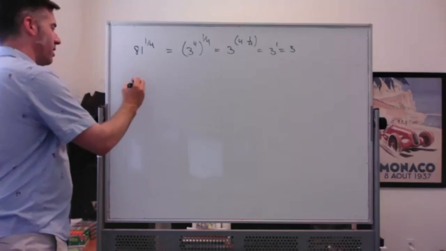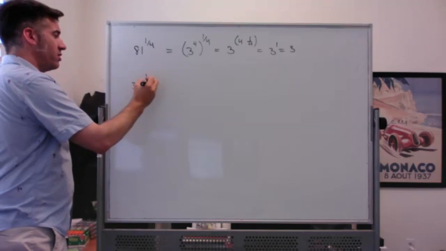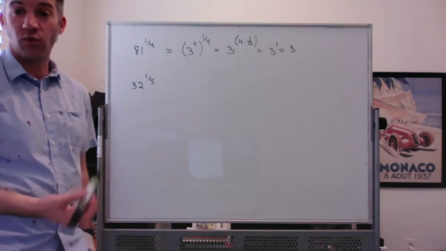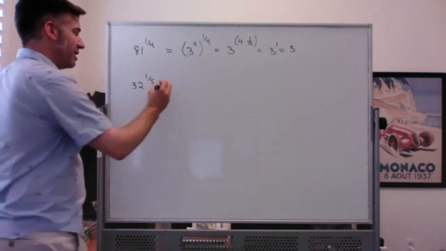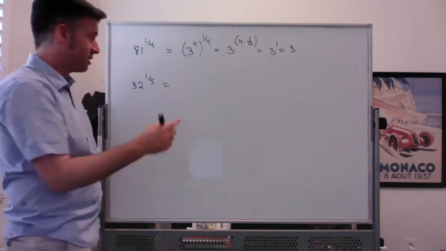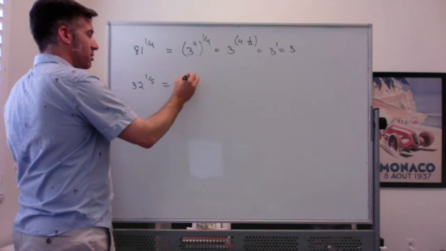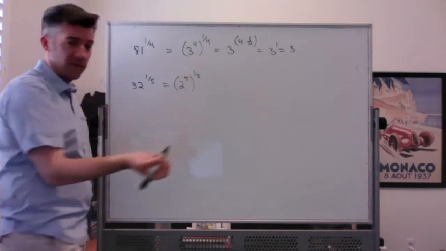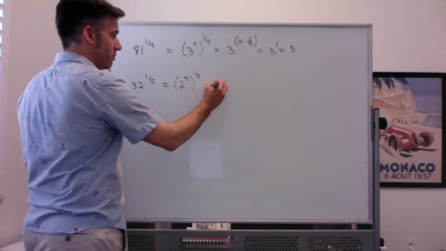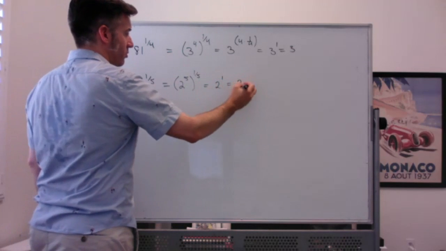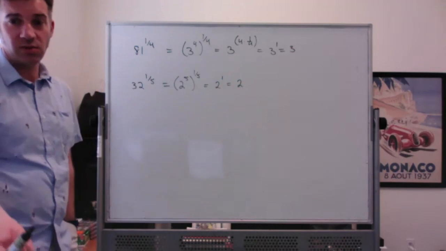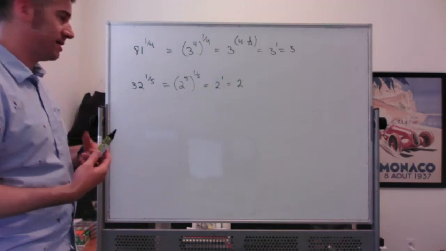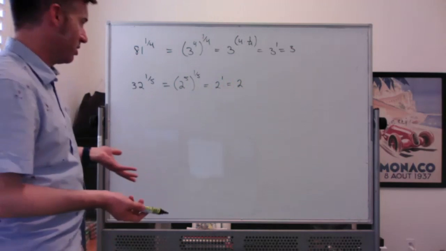In a similar way, 32 to the 1/5, or the 1/5 power of 32, or the 5th root of 32, is going to equal 2, because 32 is 2 to the 5th. And 2 to the 5th to the 1/5, well, that's 2 to the 1, which is just 2. So when you take, say, the 5th root of something, you're asking yourself, what do you multiply by itself that many times to get the original number?